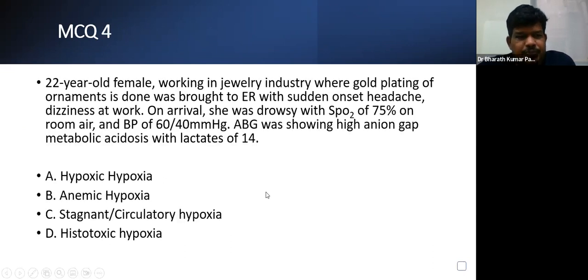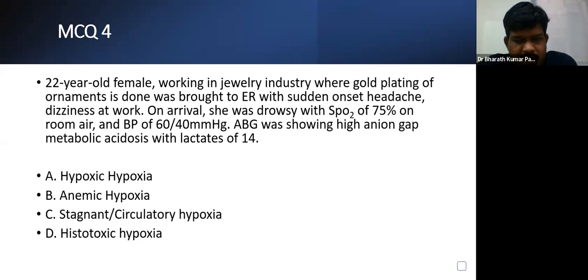Coming to question number 4, here comes a 22-year-old female working in the jewelry industry where gold plating of the ornaments is done. She was brought to ER with sudden onset of headache, dizziness at work. On arrival, she was drowsy with saturation of 75% on room air and blood pressure of 60/40. Her ABG was showing high iron gap metabolic acidosis with lactates of 14. So any answers? A female working in the gold plating industry presents with sudden onset headache, dizziness at work. She was drowsy with saturation 75 with high iron gap acidosis and shock.